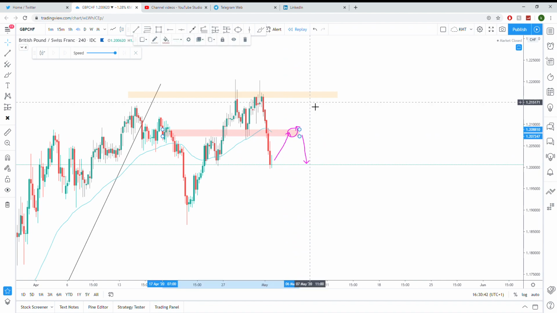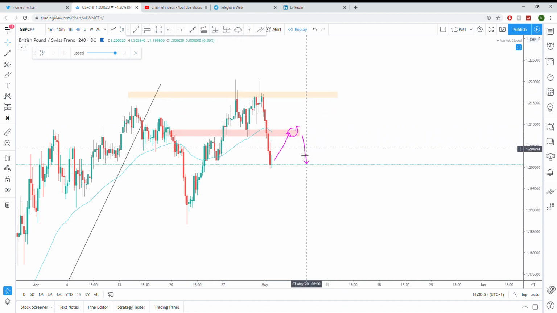So that range is between 1.208810 to 1.207247. Again, simple process. We're looking at an area of previous wick rejection here and applying it forward to future data.